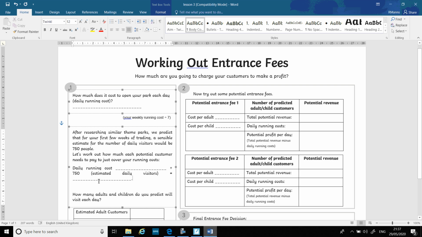So if you charged everyone £10, 10 times 750 would give you your daily running costs. You pay for everything that needs to run. But obviously there you would have zero profit, and we want to make a profit.